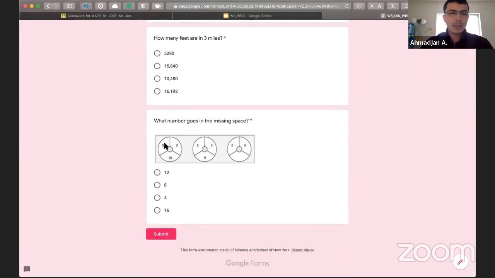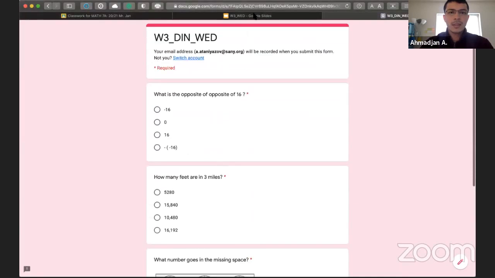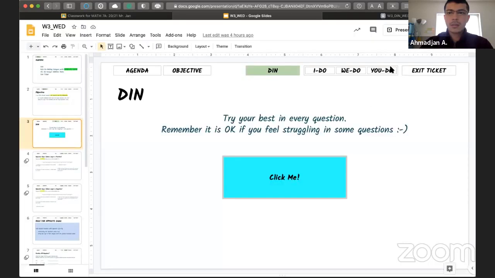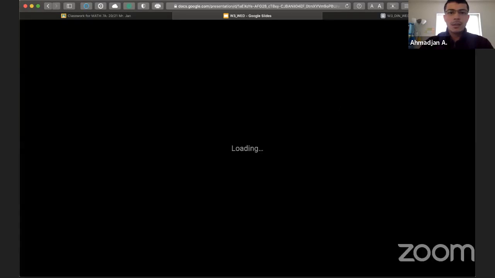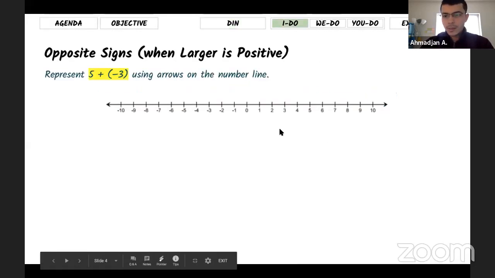The last one is not a riddle actually. You just need to find a pattern between these three numbers, 5 and 2 and 10. What is the relationship between 5 and 2 and 10, and 3 and 3 and 9? So what will be the missing number in this spot? Once you figure it out, just click submit. It's just a do now. Okay, this is the do now, and then let's start the lesson.